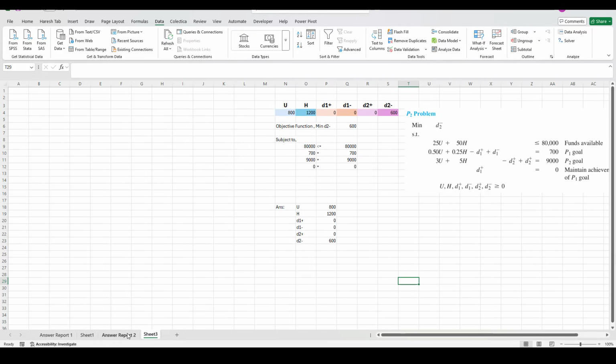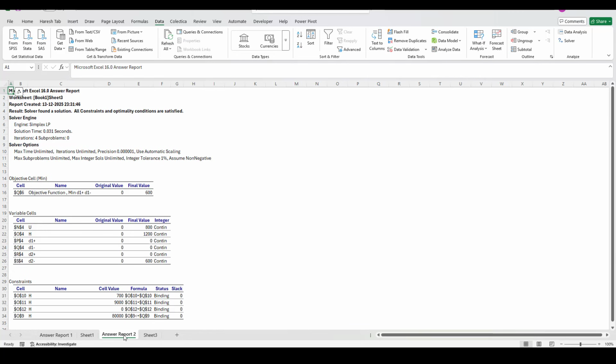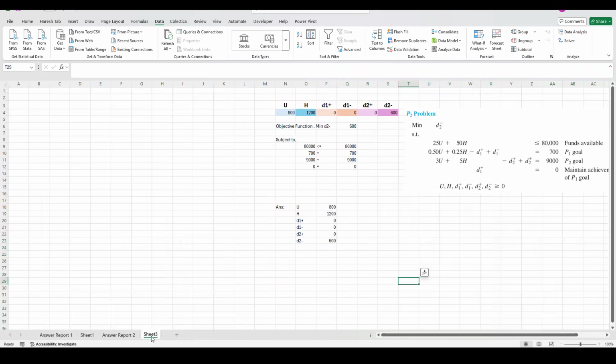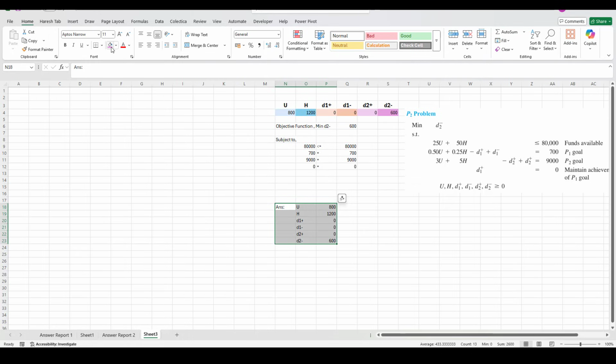So this is the answer, that the first goal will be fully achieved, that is the 700 risk index will be achieved, but the annual return you will have to compromise at 8,400, and you will do this when you buy 800 shares of US Oil and 1,200 shares of Hub Properties and consume your $80,000. So this is how we use solver to solve and get our answers, right? So this is the solution.